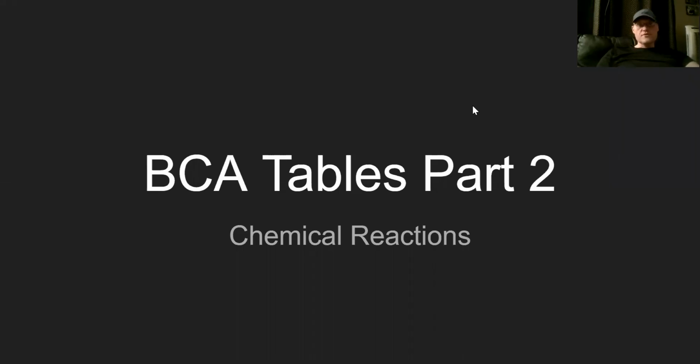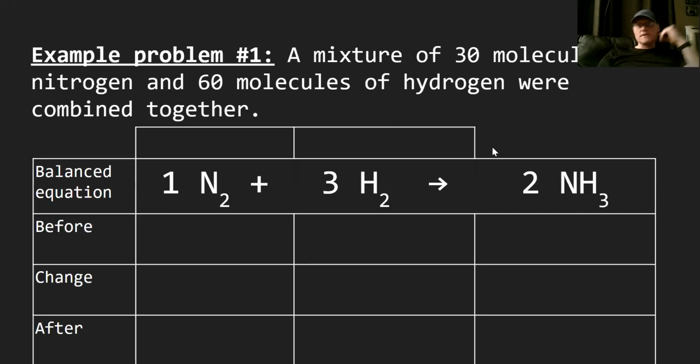Hello, folks. This is going to be a quick introduction to before, change, and after tables, part two. But this time, instead of using a formula like making a ham and cheese sandwich, we are instead using chemical reactions and looking at balanced equations like we have done in the past. So with that, here's the example problem that's listed on the packet.